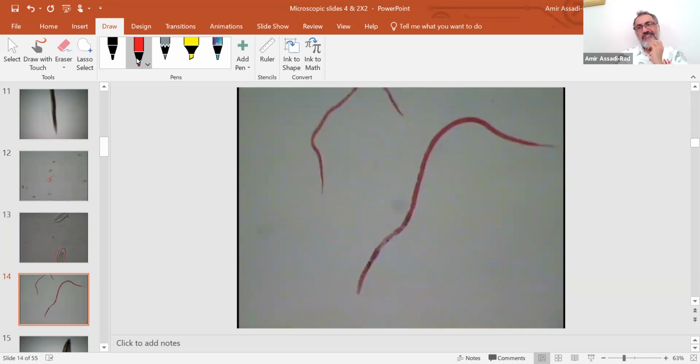This is the vinegar eel. If you don't pasteurize the vinegar, that's what appears in the vinegar. It's called vinegar eel, and Anguillula aceti is the scientific name. Again, these are all nematodes. Okay.